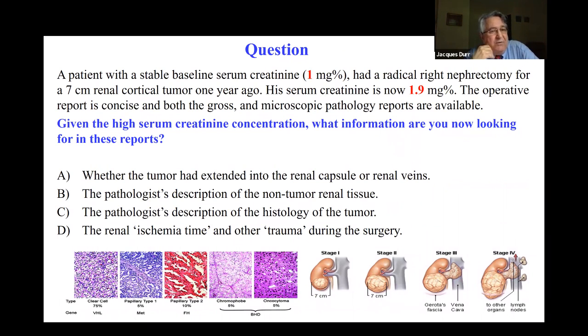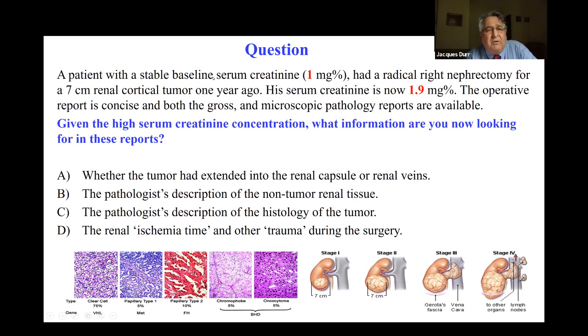not like in the patients we deal with. Here, related to this, I have a question. A patient with a stable baseline creatinine of 1 had a radical nephrectomy, and then later on, the tumor was 7 centimeters, and it was localized. And then later on, he had a creatinine of 1.9.